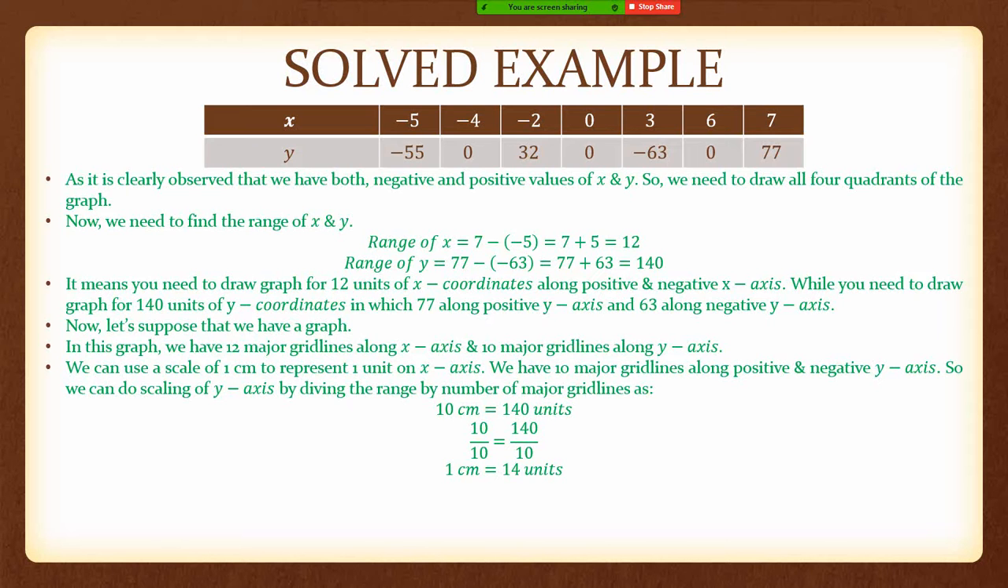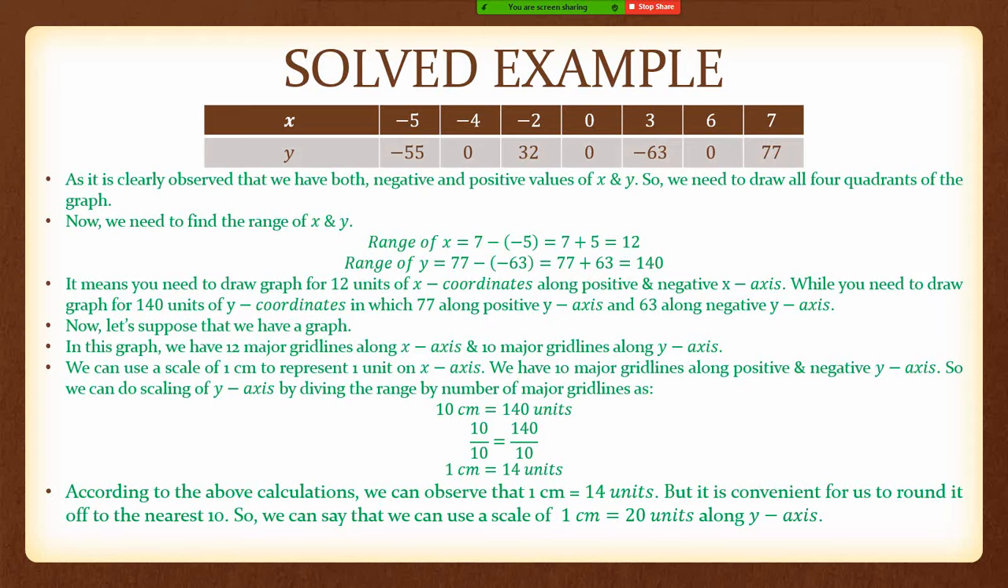Along the x-axis we take 1 centimeter to represent 1 unit, and along the y-axis we have taken 1 centimeter to represent 14 units. According to the above calculation, 1 centimeter equals 14 units, but it is convenient and feasible for us to round it off to the nearest 10. So we can use a scale of 1 centimeter equals 20 units along the y-axis.